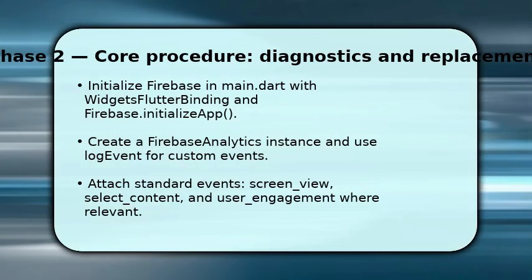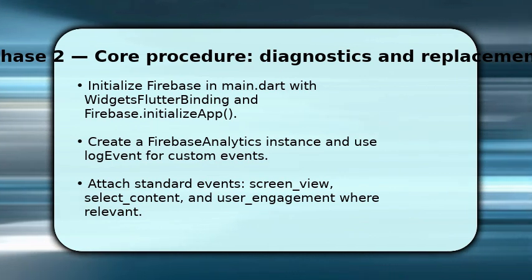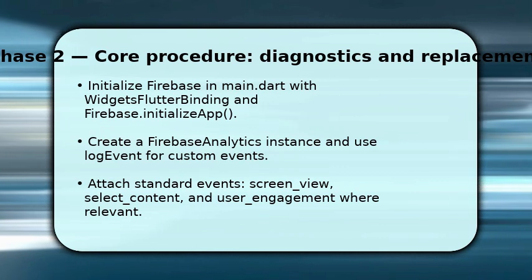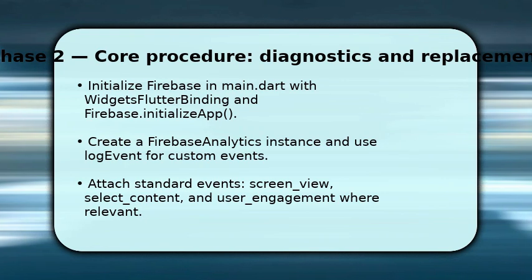Now integrate analytics into app code so you collect meaningful signals. In main.dart call WidgetsFlutterBinding.ensureInitialized, then await Firebase.initializeApp before runApp. Instantiate FirebaseAnalytics and inject it into widgets or a service class for reuse. Use analytics.logEvent with name purchase and parameters for custom events, and analytics.logEvent with name screen_view, parameters screen name, when navigating. This pattern centralizes tracking and helps you analyze user flows and retention.